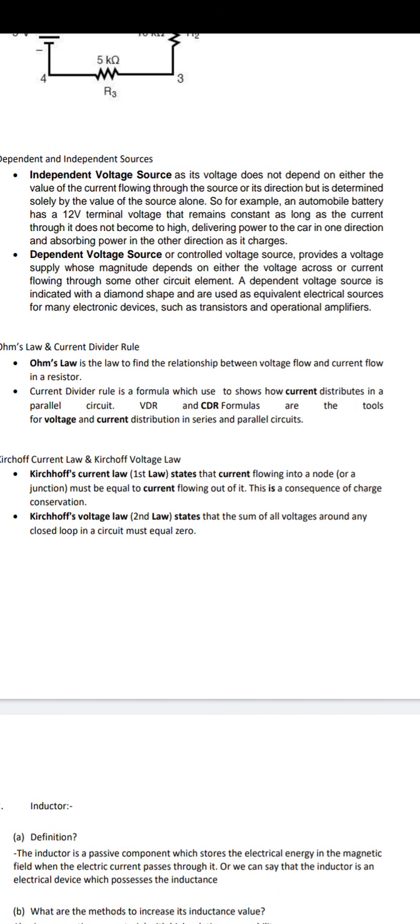For D, Ohm's law and the current divider law. Ohm's law is the law used to find the ratio between voltage and current flow in a system. The current divider rule is a formula used to show how current is distributed in a parallel circuit, with the CDR formula giving the total current distributed in series-parallel circuits.